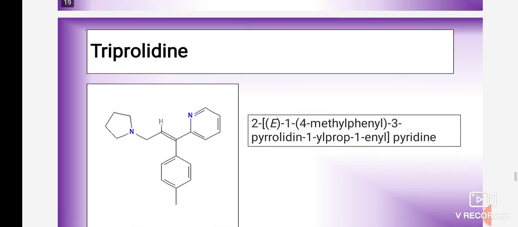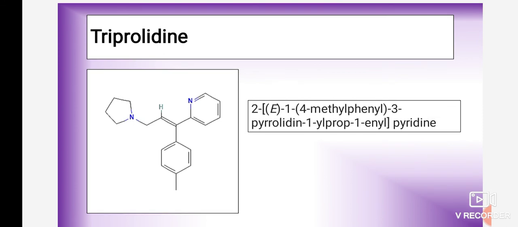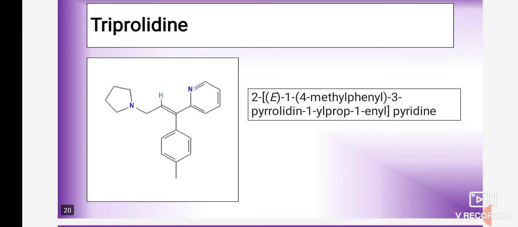Okay, so there is a substitution at second position. Then there is a 1 in bracket 4-methylphenyl. Okay, presence of methyl group at 4th position, so it is a 4-methylphenyl. On first position, there is a 3 carbon chain, which is a propyl chain. So on that propyl we have to number 1, 2, 3. At first there is this substitution. Then the pyrrolidine ring is present as a substituent at 3rd position of the carbon chain.